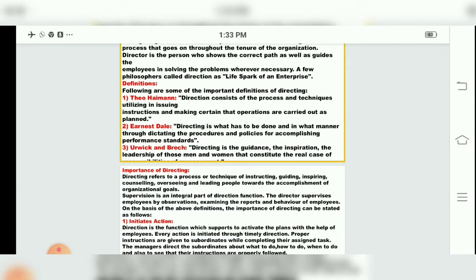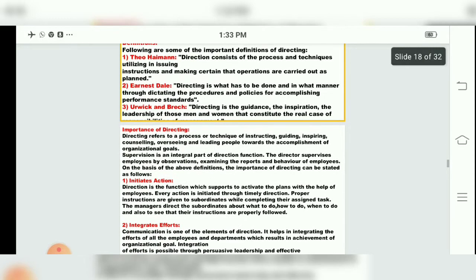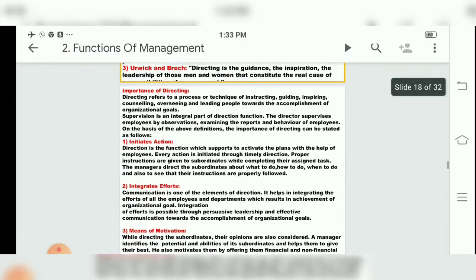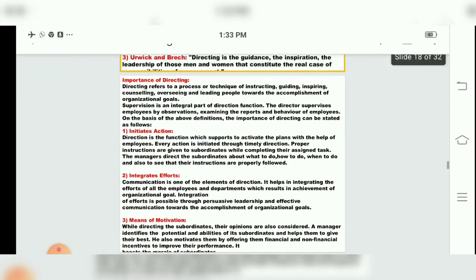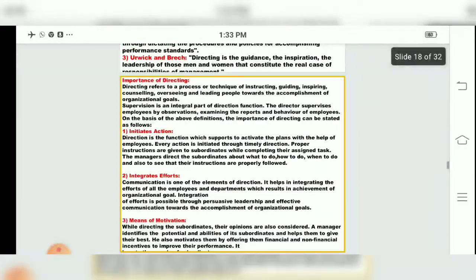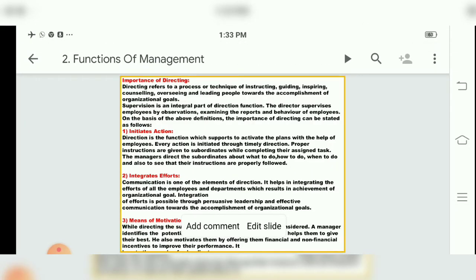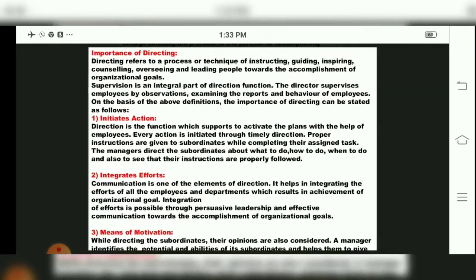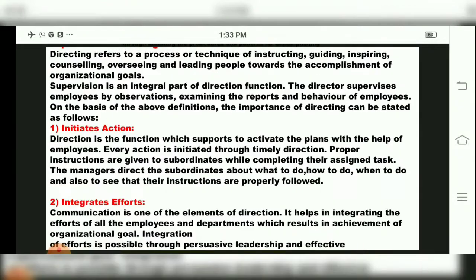Like Professor Theo Haimann, direction consists of process and techniques. Ernest Dale has told about in what manner we will accomplish the goal, how you will direct. And Urwick and Brech have spoken about the men and women working in that particular company, how they handle it, or how the responsibilities are taken by them, which will be seen in direction.